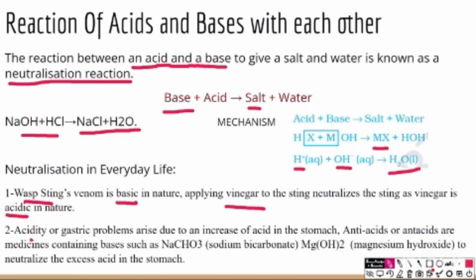Then we have acidity or gastric problems we suffer because of the excess of hydrochloric acid in our stomach. So we take antacids, which have sodium bicarbonate. Milk of magnesia is a popular example for this. We take magnesium hydroxide, which is present in milk of magnesia, to neutralize the excess of hydrochloric acid which is present in the stomach.